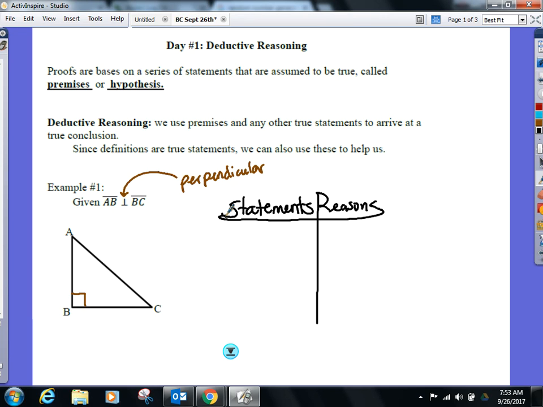Here's what you're going to do here. What you marked, tell me what you marked in your diagram in your statements. What did Ella just tell us to mark? Angle B is a right angle. So I'm going to start numbering these because I may have more than one statement to tell you. Whatever you marked in your diagram, write it mathematically here in your statements. So I'm going to say that angle B is a, what did you guys mark it as? 90. Angle B is a right angle. That's exactly what I just marked in the diagram.